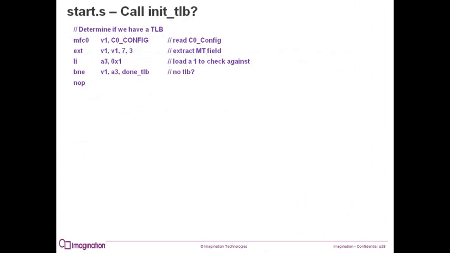Back in start.s, the code reads the config register and checks the TLB MMU field by extracting it to V1 and sees if it is set to 1. If it is not, the core does not have a TLB, so the code will go to the end of the function. Next, the code checks the VPE number that is executing the code, and if it's VPE 0, it branches to do TLB, because if there is a TLB, VPE 0 will always have a TLB to initialize.